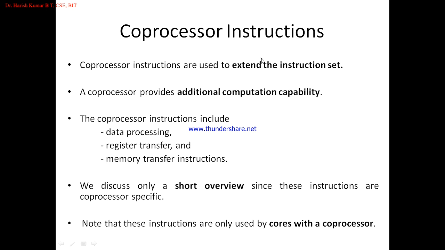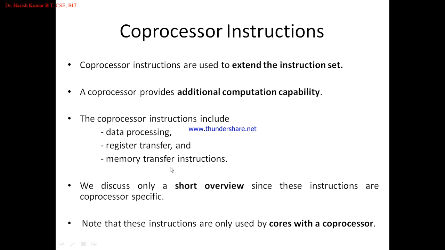So next is the coprocessor instructions. Coprocessor, I've already told you, is a core extension. It is one among the core extensions, of which you understood 3 types earlier. Coprocessor was one among them, memory management was one, cache was one, tightly coupled memory was one more. Now the special instructions which the coprocessor can execute extend the instruction set of the ARM processor, and they also extend the additional computational capabilities. Coprocessor instructions include those for data processing, register transfer and memory transfer.